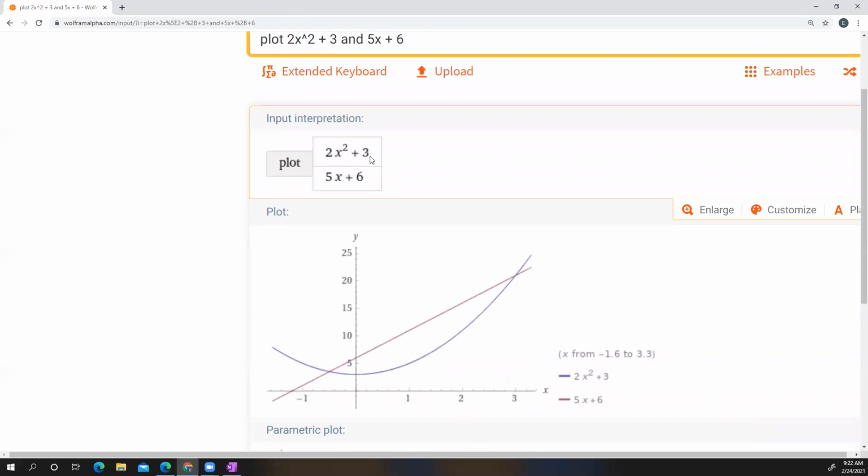So we want to know where 2x squared plus 3, which is the blue curve, is less than or equal to 5x plus 6. Obviously that's going to include the points where they intersect, which we just determined are -1/2 and 3. But we now need to find out where 2x squared plus 3 is less than 5x plus 6.